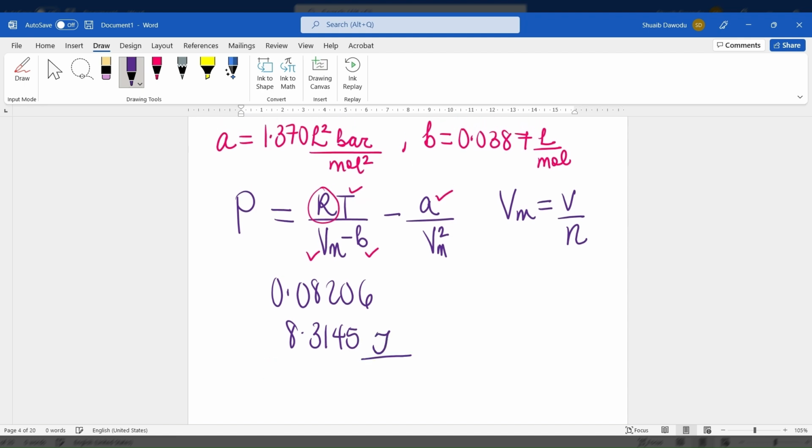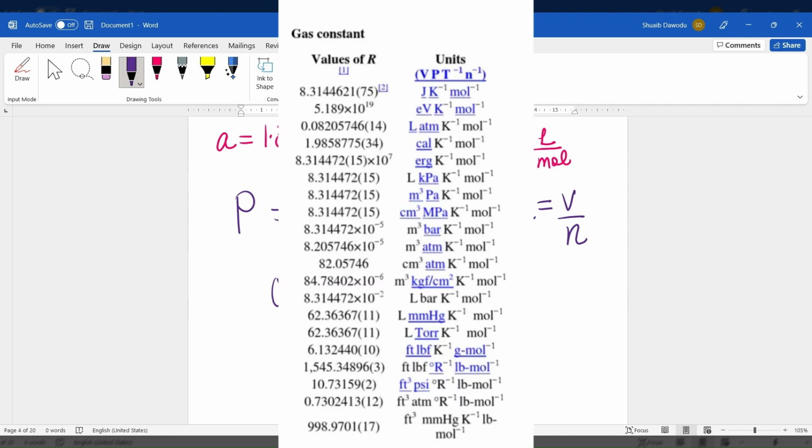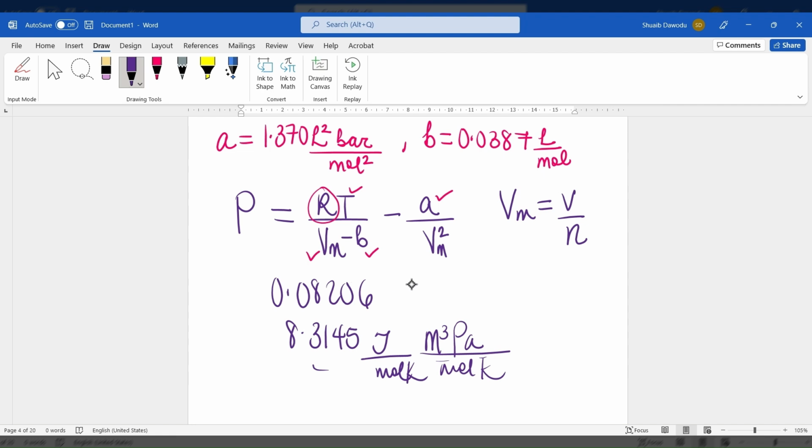8.3145 can be joule per mole Kelvin, or meter cube Pascal per mole Kelvin. I would advise you that after you watch this video, go online and look up gas constants. You can see up to like 10 different gas constant values, and the only thing that changes is your units. When you look at 0.08206, the most common unit is dm cube atmosphere per mole Kelvin.